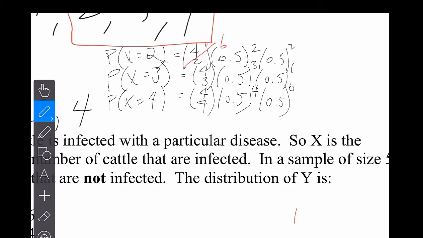And then it's going to be 6 times 0.5 squared times 0.5 squared, which just works out to be 0.5 to the 4. So it's going to be 0.5 to the power of 4 times 6. So this should look familiar. This is 0.375.